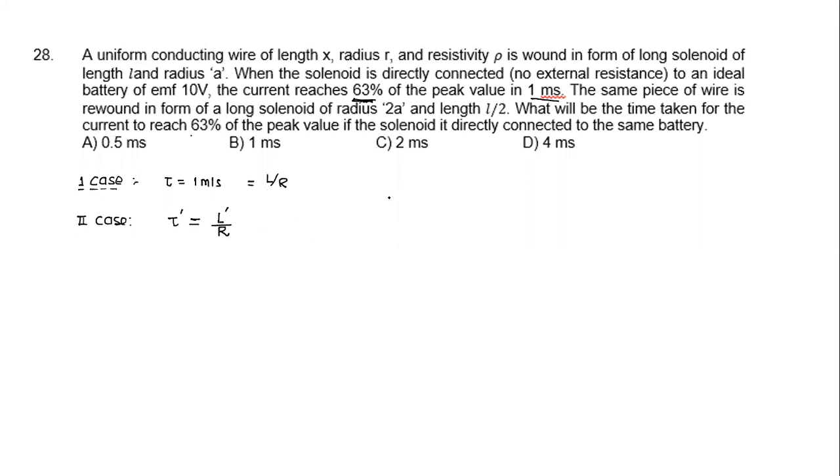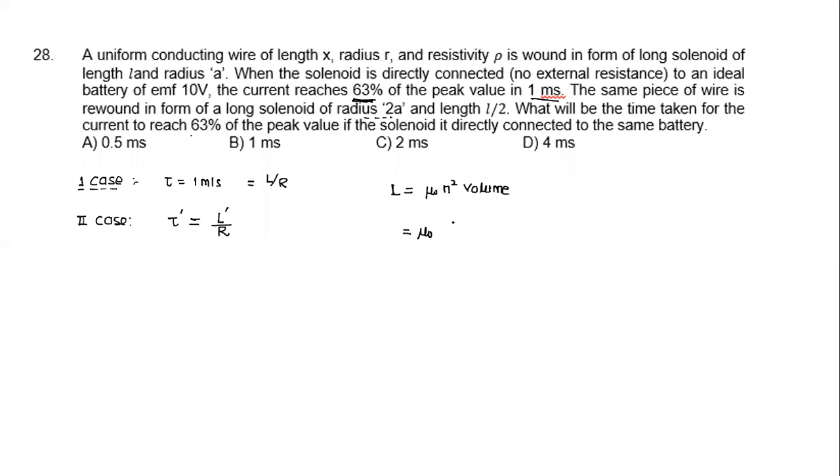So whenever such questions are there, we can write in terms of parameters which are changing. What is L equal to? L is equal to mu naught times n square into volume. Let's try to express in terms of things which are changing: the radius of the solenoid and the length of the solenoid. These two terms are changing. I'll express the same thing in terms of radius, length of the wire, and length of the solenoid.